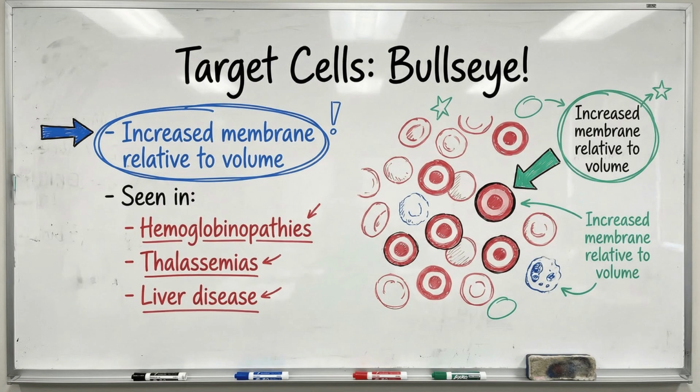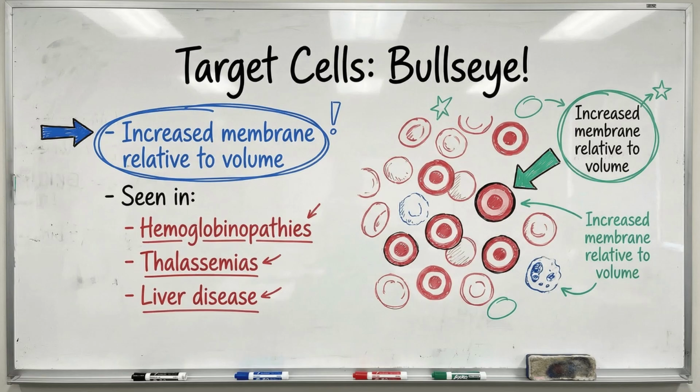In sickle cell disease and many other hemoglobinopathies, you'll often spot target cells, also known as podocytes. These cells have that characteristic bullseye appearance, and they form when there's an excess of membrane surface area relative to the cell's internal volume. Think of it like a deflated basketball. The skin is still there, but the volume is reduced, making it look like a target.